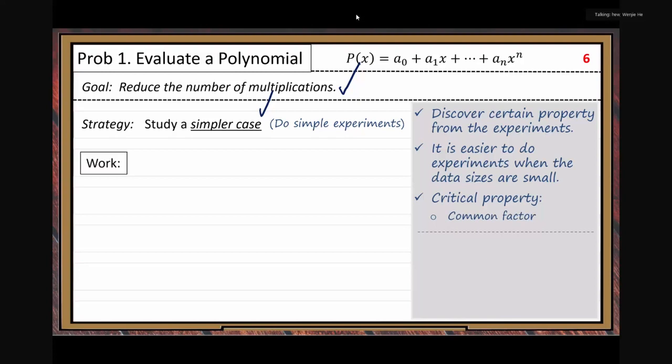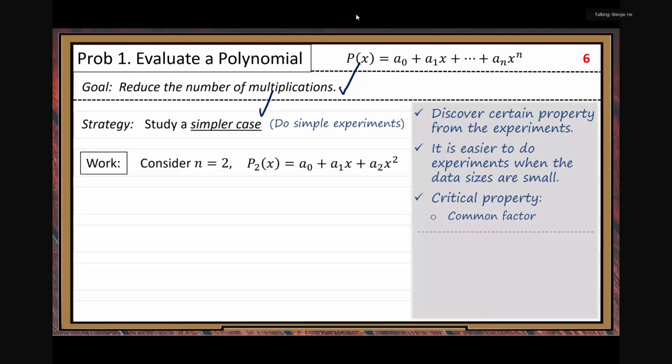So let's consider the degree 2 case, n equals 2, not n equals 1. If n equals 1, it may not be meaningful. Too simple. So let's work on the first meaningful simple case, n equals 2. We get a quadratic formula: degree 2, three terms.